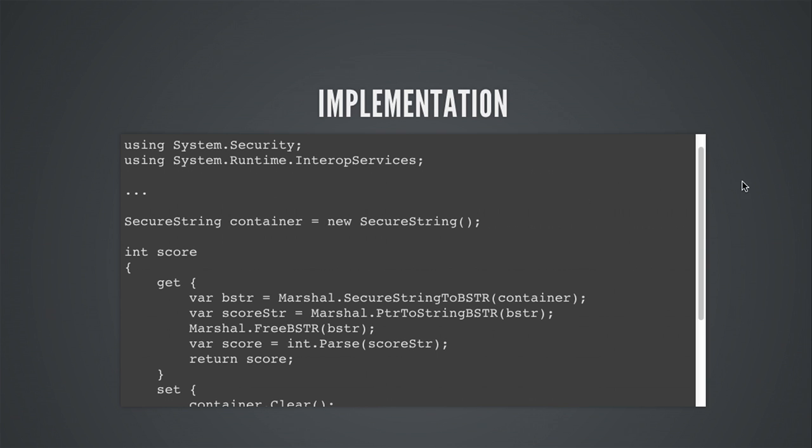Every time you get the score, you have to first convert it from this container format called SecureString. You have to convert that to a string. Then you need to release the pointer that had that there. You need to parse that string into an integer, and then you got your score.